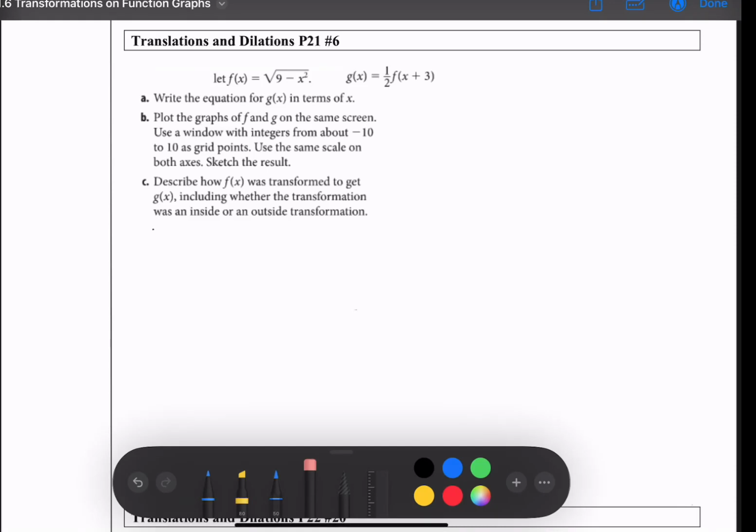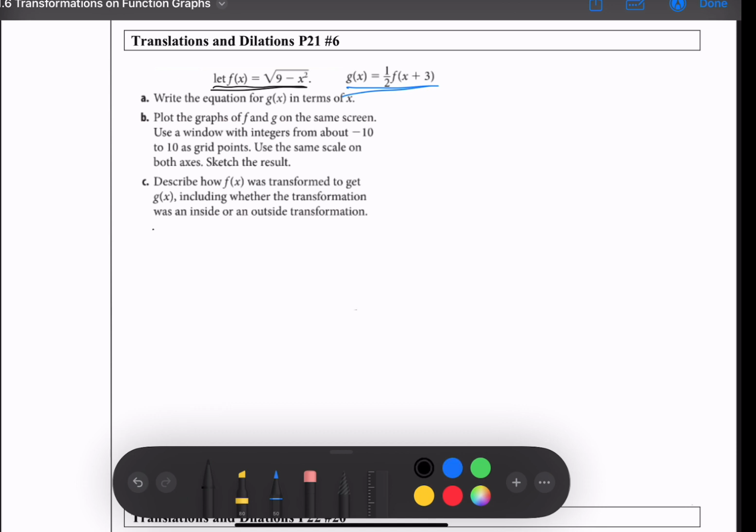We're going to perform translations and dilations on function f of x, which is this function right here. That function is the square root of 9 minus x squared. And then we are going to perform those functions to get this function g of x. And that function, g of x, has f of x in it, right? So g of x has actually been written as a function of f of x. Let's talk about what's happened to f of x to get g of x.